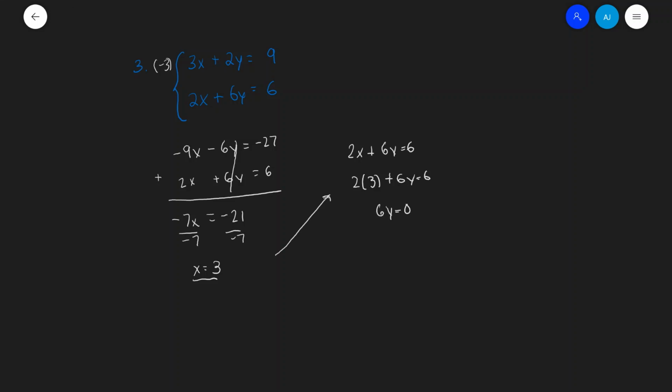Now, in order to get the y by itself, I would just divide on both sides. Obviously, 0 divided by 6 is 0. So y is equal to 0. So now that I have my x and my y, the solution for this system is (3, 0).